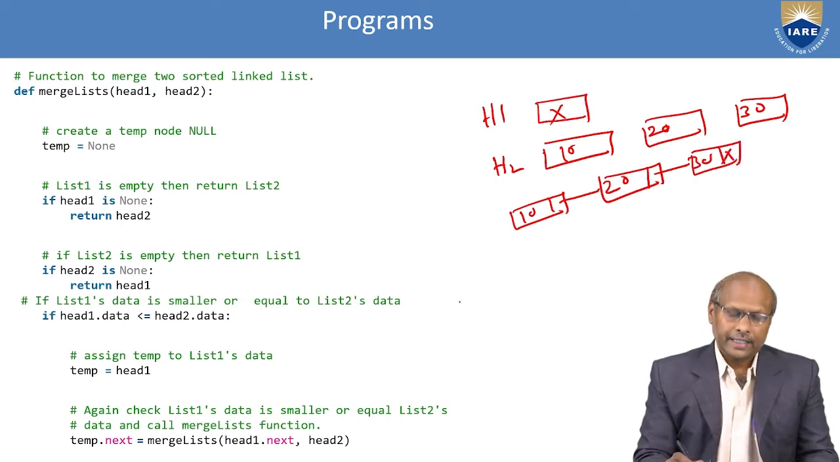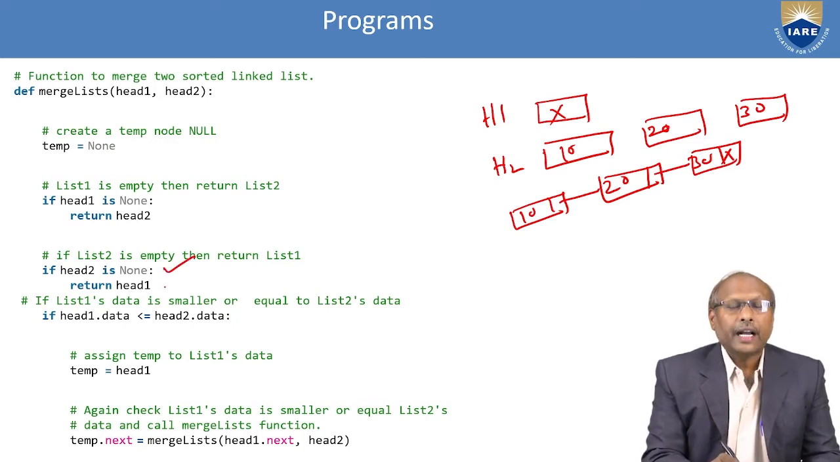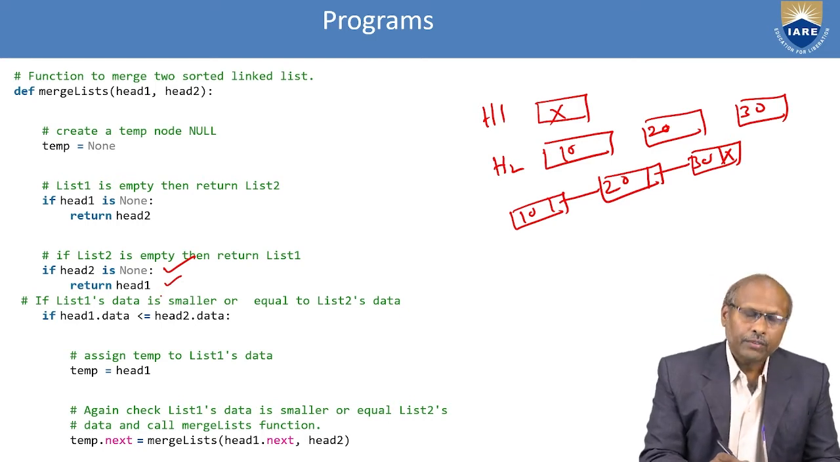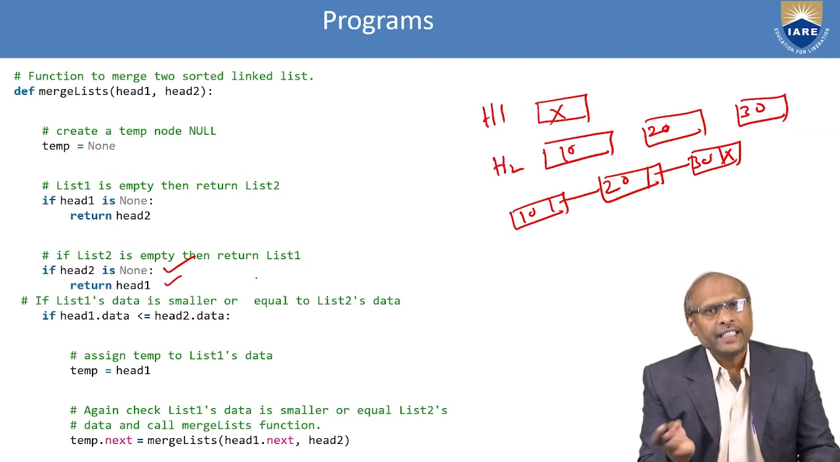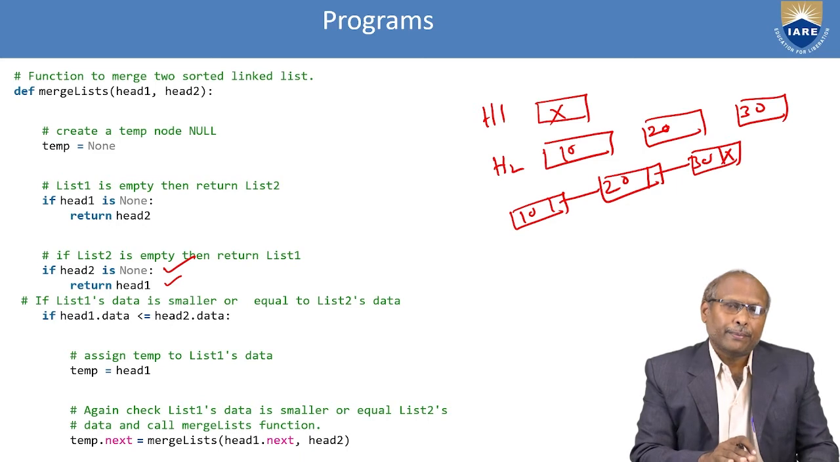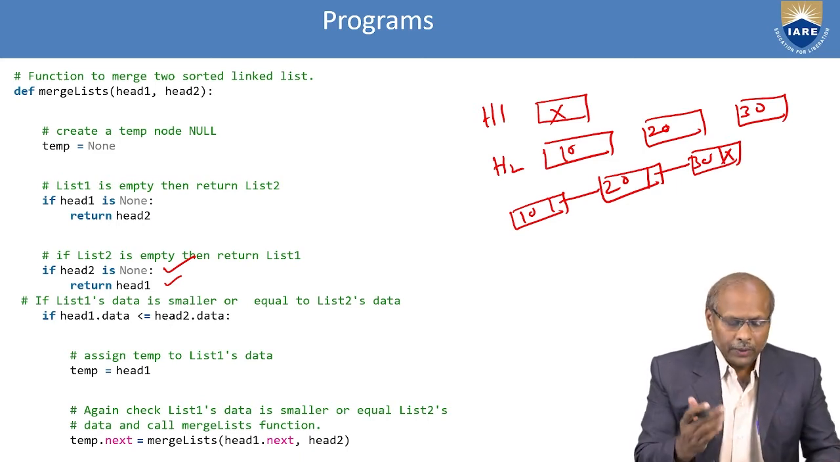So this is the way I will get. Similarly in the second case also, if head 2 is none, I will return head 1 directly. You have to check whether the list is empty or not. If the first list is empty, you directly return the second list itself. If the second list is empty, you return the first list itself, because if one of the lists is empty, there is nothing to merge. So simply you can return.